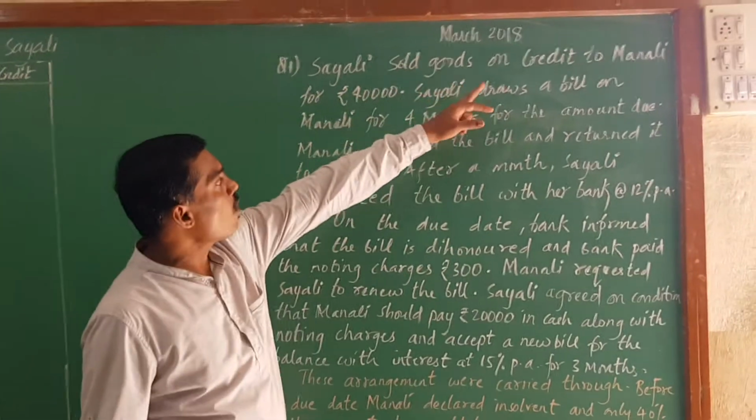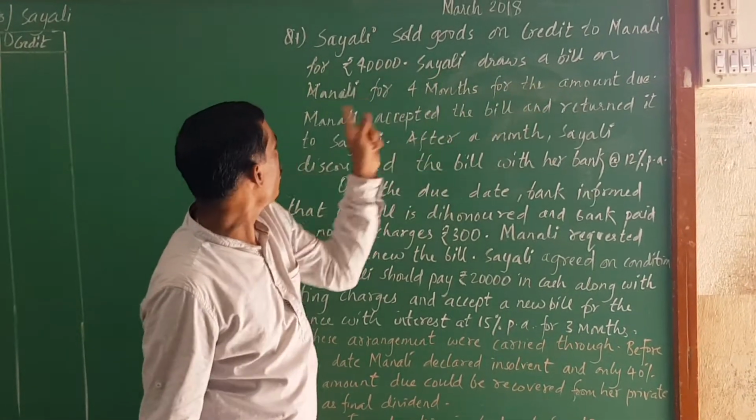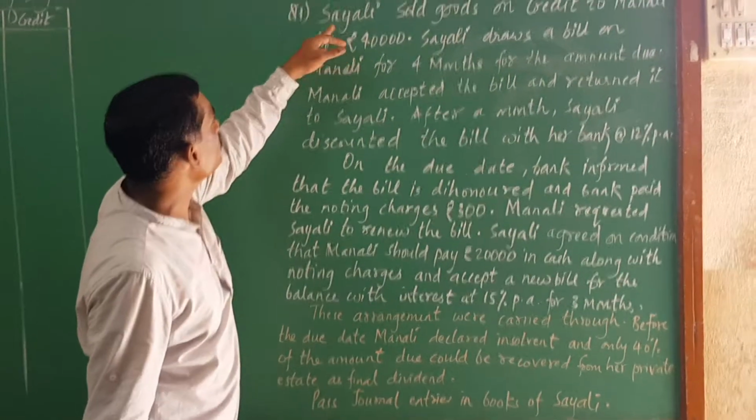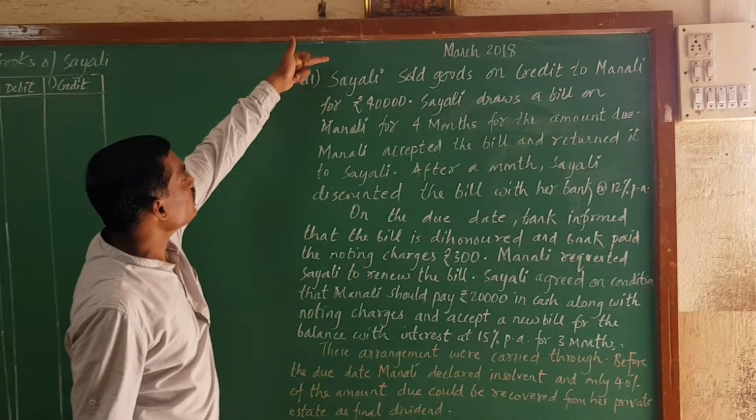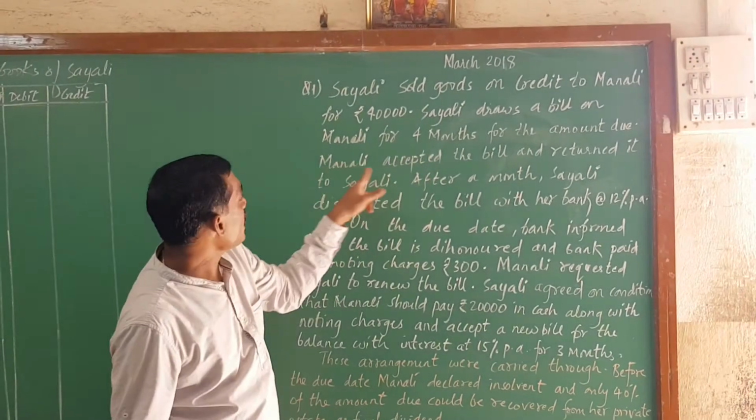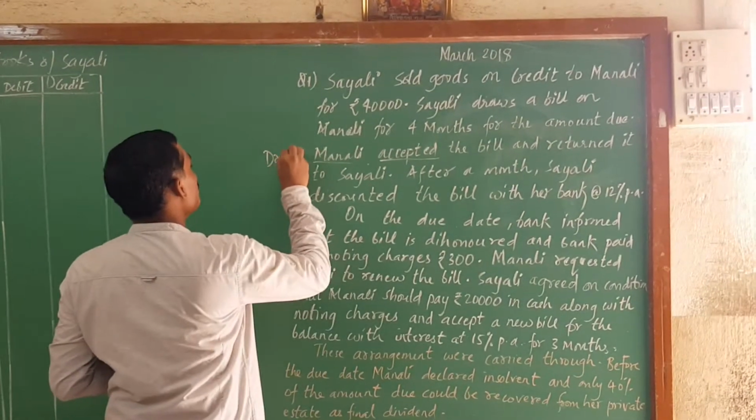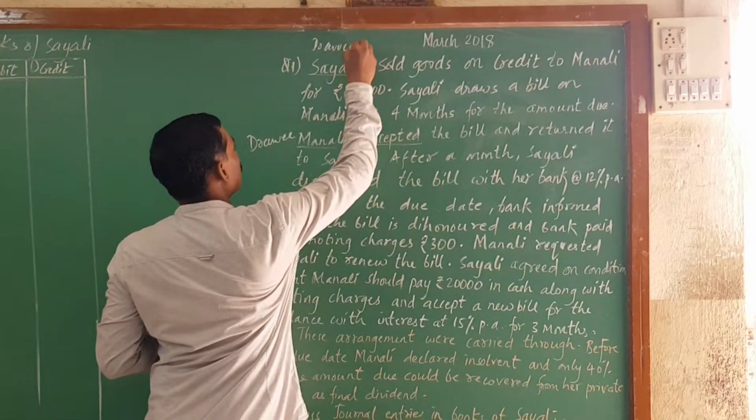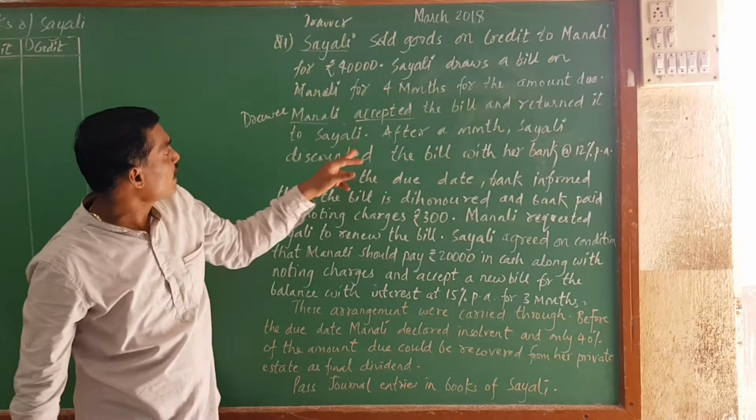Saili sold goods on credit to Manali for rupees 40,000. Saili draws a bill on Manali for 4 months for the amount due. Now here Saili is the seller and Manali is the buyer. So Saili is the drawer, and Manali accepted the bill. Now here Manali is the drawee and Saili is the drawer. The drawee accepted the bill and returned it to Saili after a month.